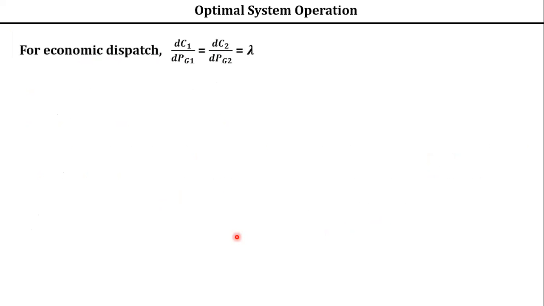Now for economic dispatch, what is the condition? For optimal dispatch, the condition is that all the incremental fuel costs are equal, you have to equate them. There are two plants, so dC1 by dPG1 is equal to dC2 by dPG2, which in turn is equal to your lambda. This is your condition for optimal or economic dispatch, isn't it? So what is the dC1 by dPG1 equation we got? This is the equation we got in the previous slide, is equal to dC2 by dPG2. This is the equation we got.